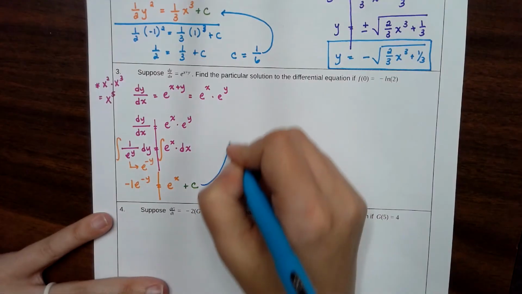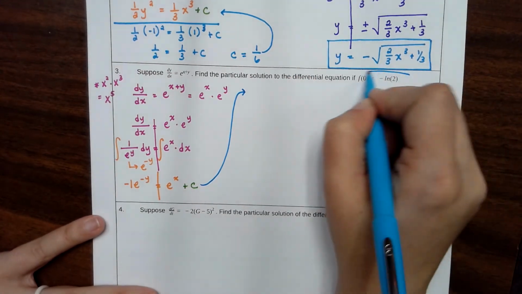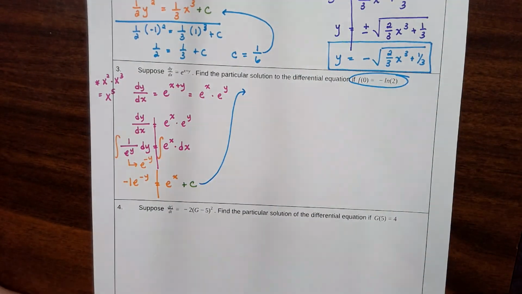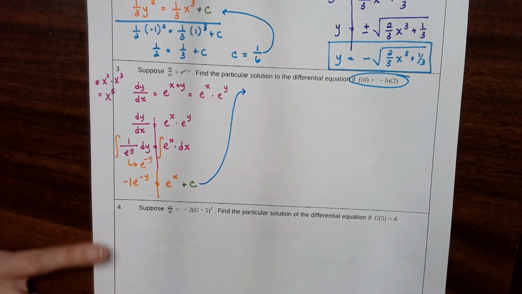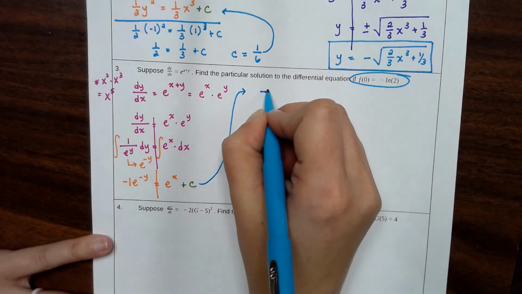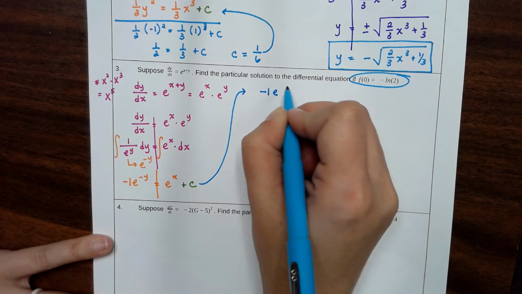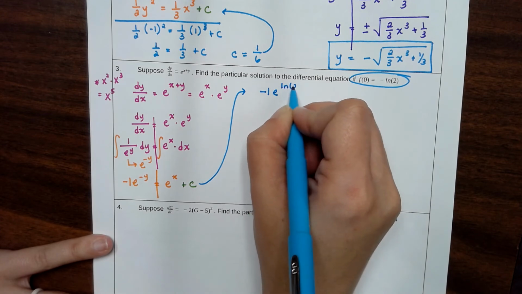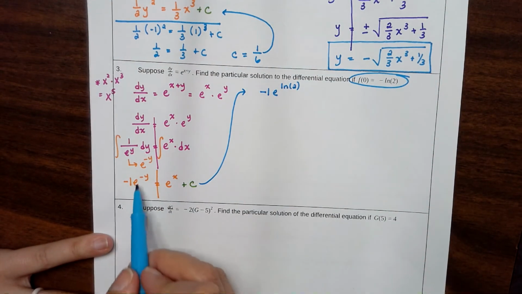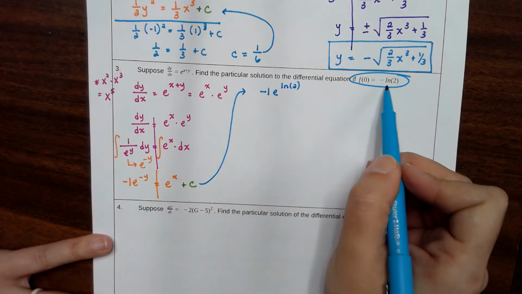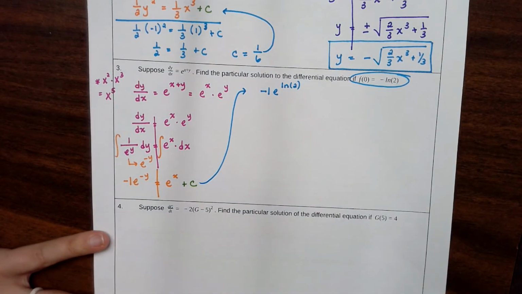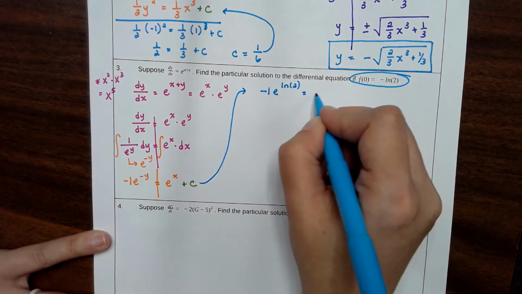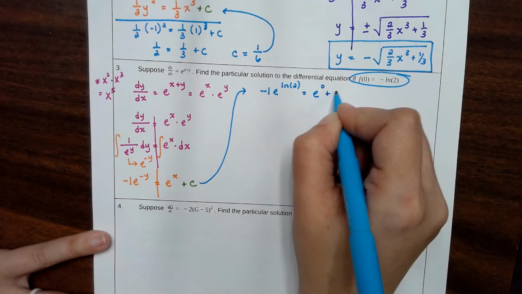Now's when I'm going to take a detour. So I'm going to take my initial value, plug that in, and see if I can find the value of c. So when I plug in my numbers, I'm going to have -1 e to the positive natural log of 2. And the reason it's positive is that there's a negative in the equation, and there's a negative that I'm plugging in, and two negatives make a positive. And then I'm going to have e to the 0 plus c.